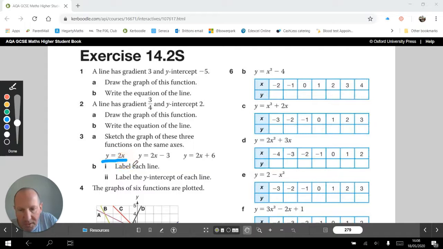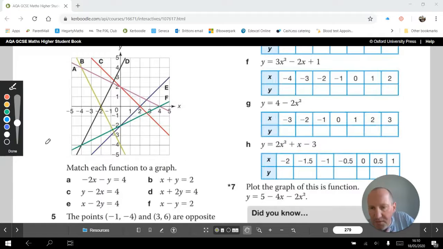So we know this is going to go through 0, 0 because there's no intercept. Add it on there, and it's going to go across 1 and up 2. This is going to be parallel because it's the same 2x, but it will go through at -3. I'll leave you to think about the other one.